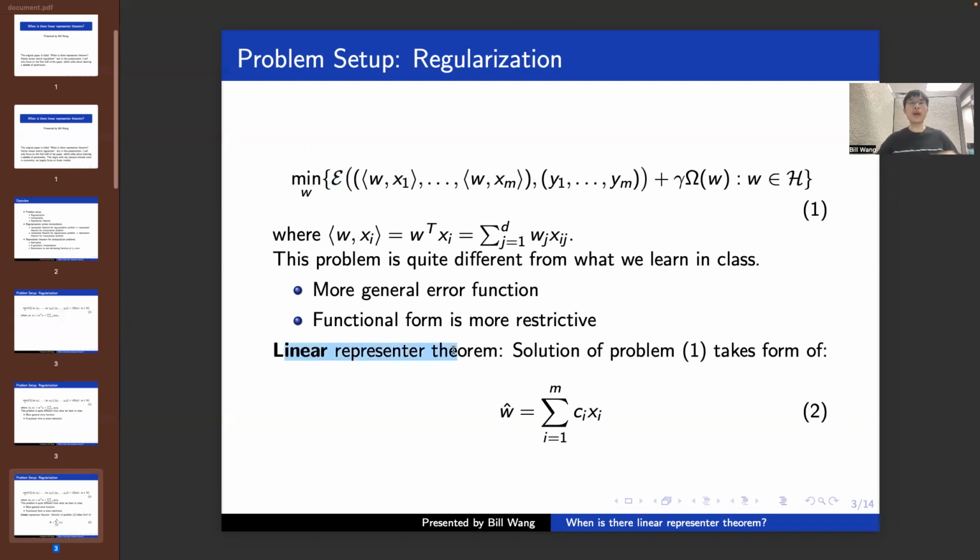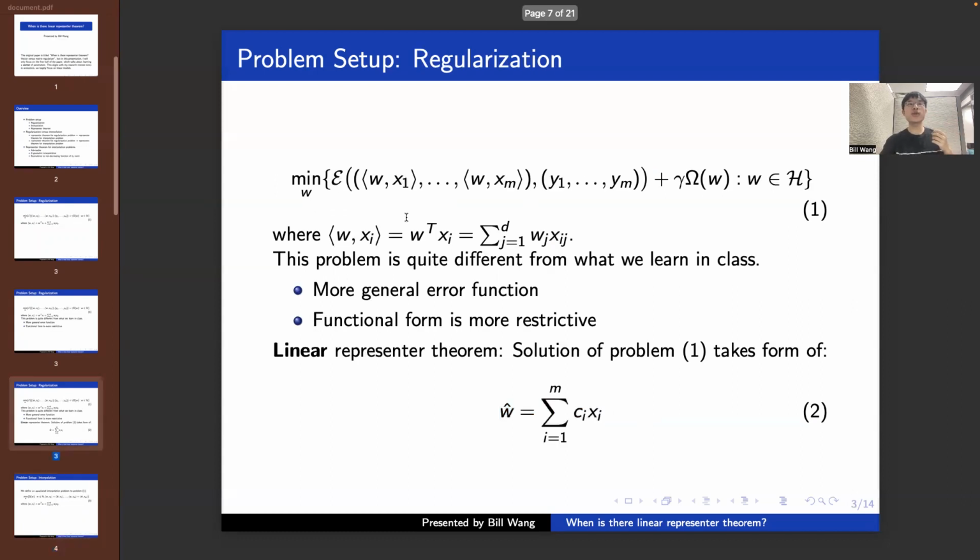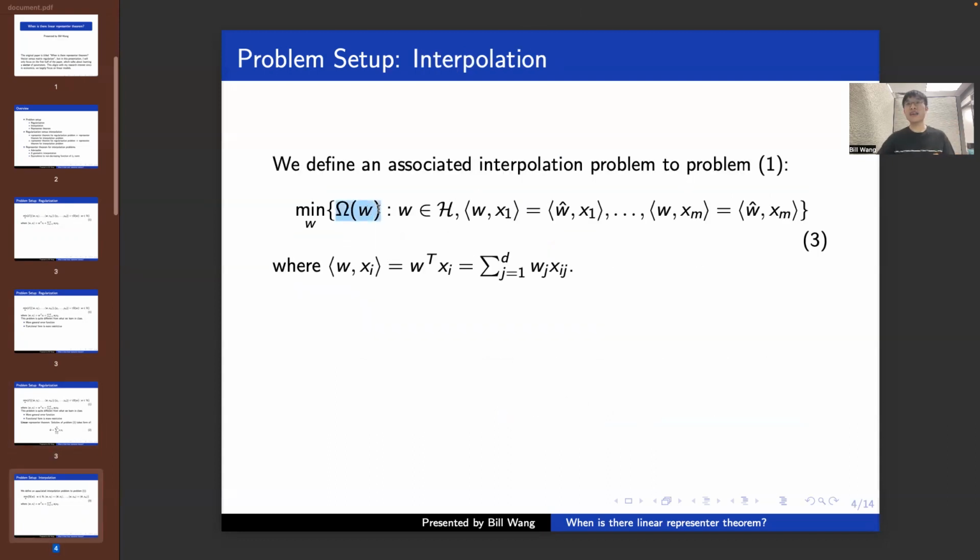Here, the linear representer theorem applies to this type of problem, where the solution W hat is a linear combination of the input data. Okay, so now I define an associated interpolation problem. The associated interpolation problem is essentially we let gamma converge to 0, or an infinitesimally small positive number. So we want to minimize the penalty, but we enforce that the inner product of the solution of this interpolation problem and our input data is equal to that of the solution for the regularization problem and the input data.